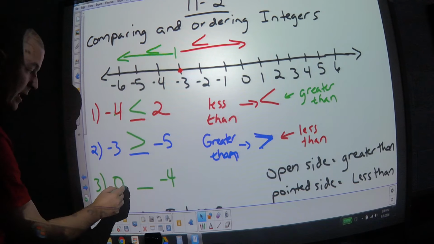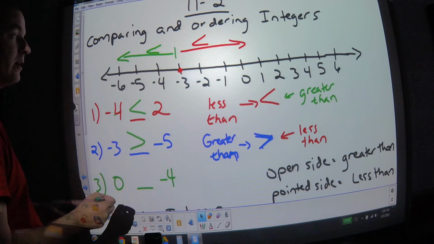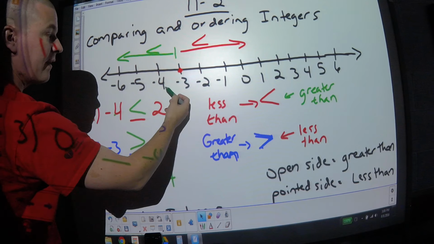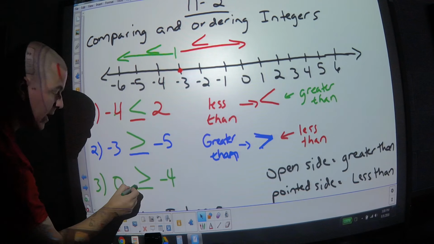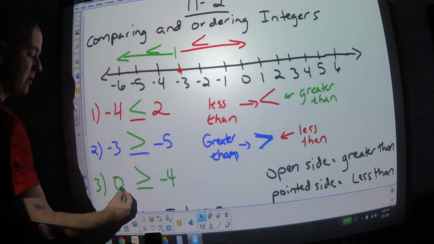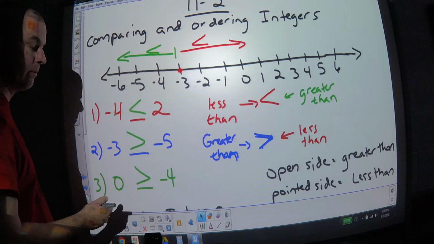So looking at this, 0 and -4. -4 is to the left of 0, so that means that 0 is greater than -4. Remember, read left to right. So 0 is greater than -4.